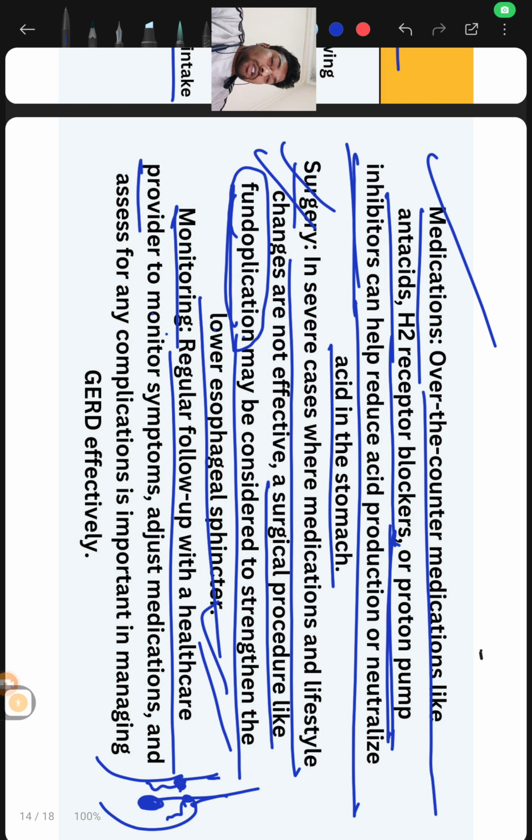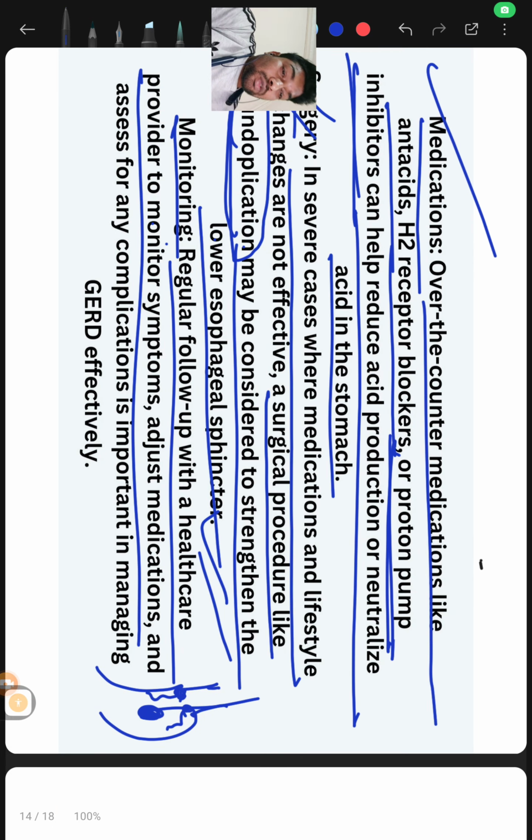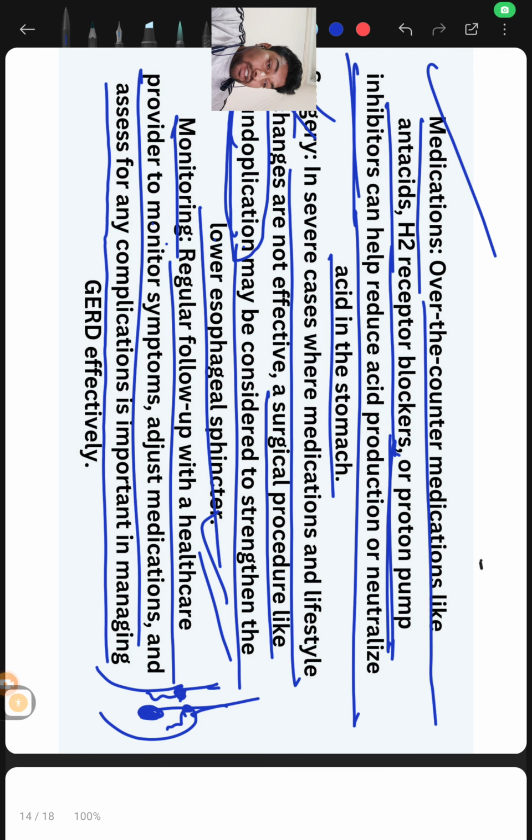Now last is monitoring. The doctor will suggest that patients have regular follow-ups with a healthcare provider to monitor symptoms, adjust medications, and assess for any complications, which is important in managing GERD effectively.